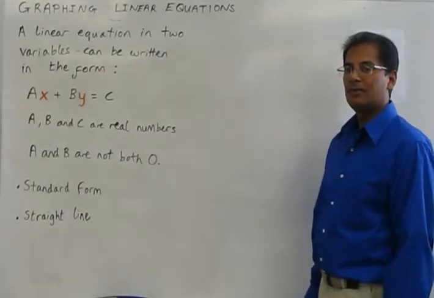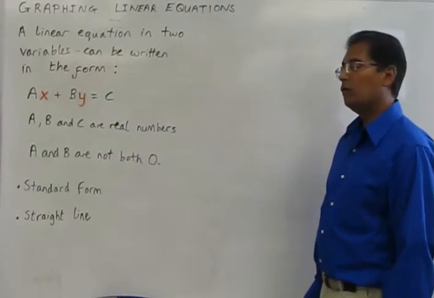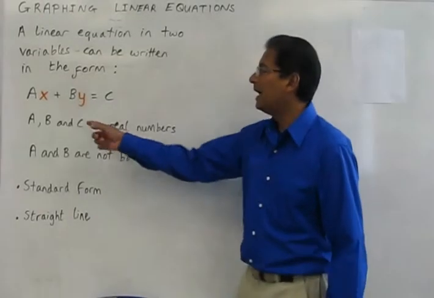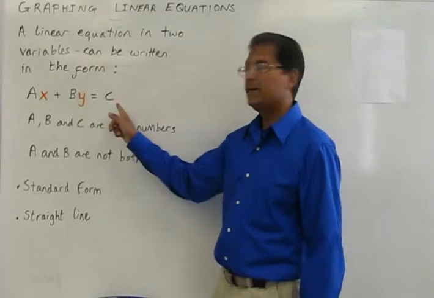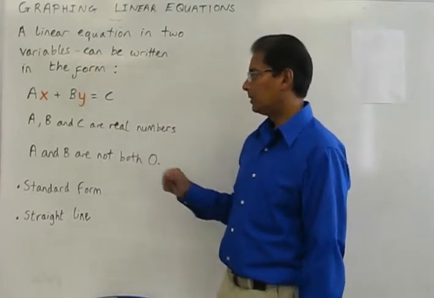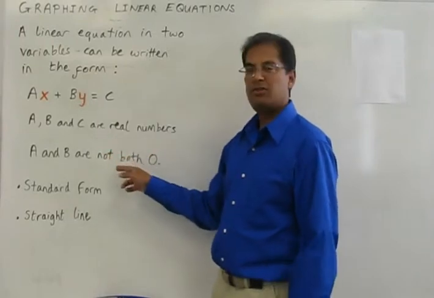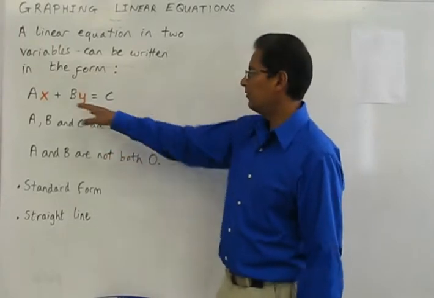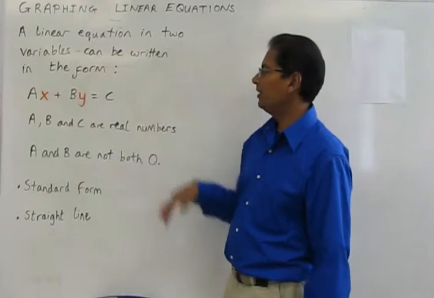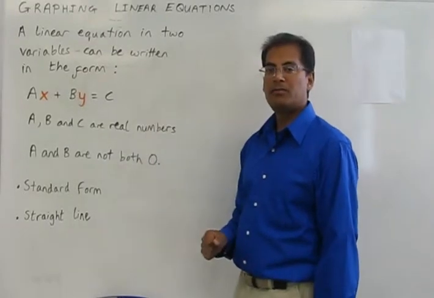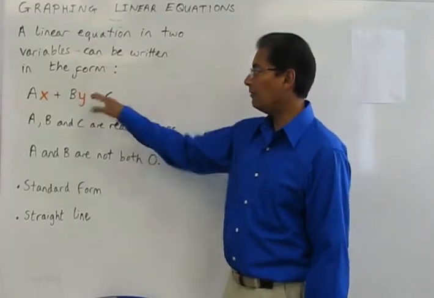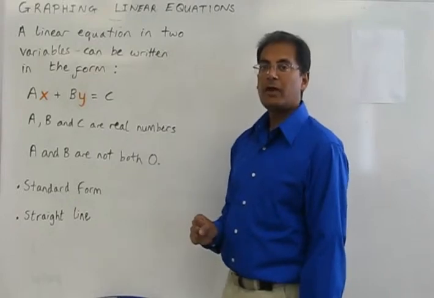Graphing linear equations. A linear equation in two variables can be written in this form: ax plus by equals c. A, b, and c are real numbers, and a and b can't be zero together. This form of ax plus by equals c is called the standard form of a linear equation, and the graph of this equation is a straight line.